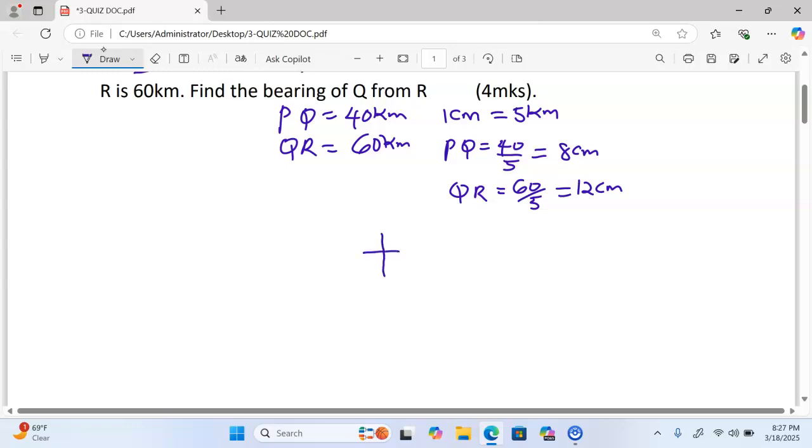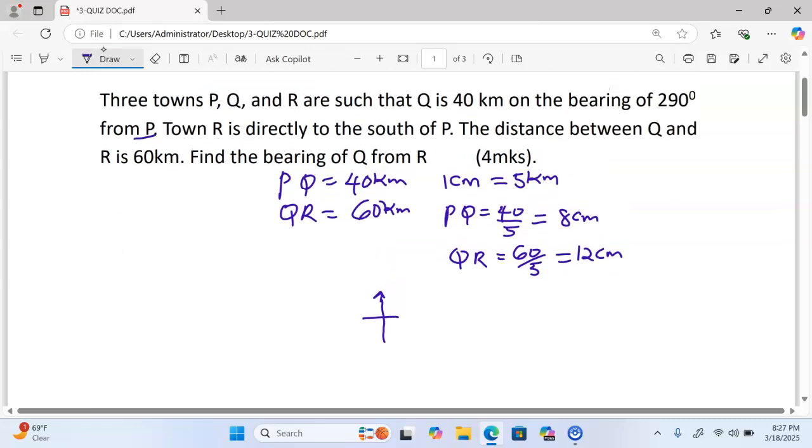We are going to start by drawing our compass. Three towns P, Q, and R are such that Q is 40 kilometers on a bearing of 290 from P. So we start with P so that we can be able to locate our Q first. So for 290, this is 90, 180, 270. So we only add 20 degrees here for us to get 290 degrees.